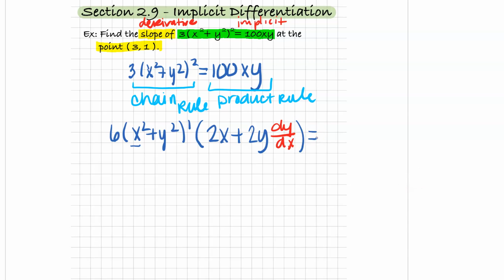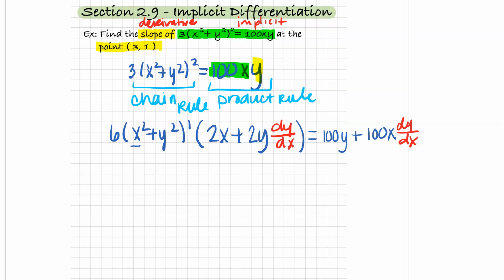Equal to, we got to do product rule. Now I separated it into products. I'm going to look at 100x as the first function and the y as the second function. So the derivative of the first, which is 100, times the second, which is y, plus the first, 100x, times the derivative of the second, y, which is dy/dx. So that's my raw derivative.